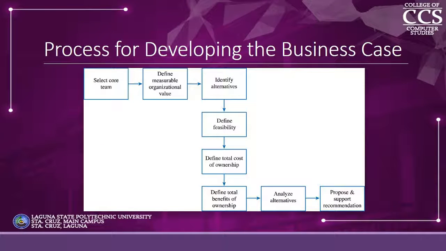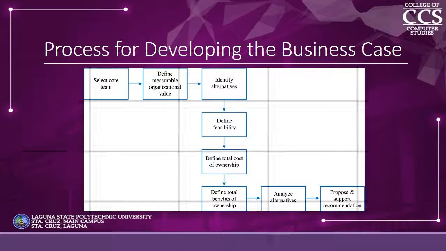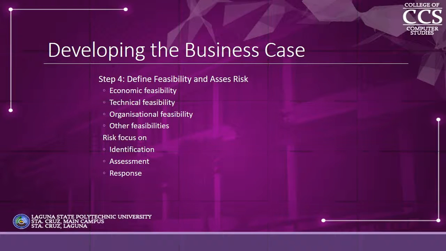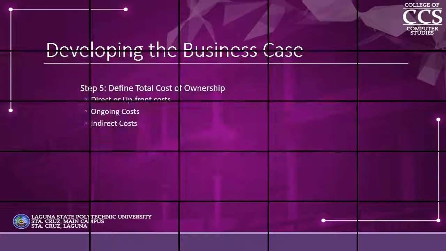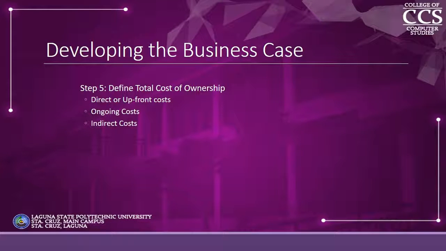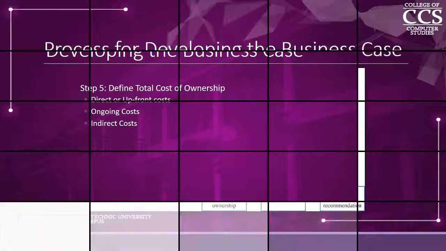Step 4. Define feasibility and assess risk. Must be economic feasibility, technical feasibility, organizational feasibility, and other feasibilities. Risk focused on identification, assessment, and response. Step 5. Define total cost of ownership: direct or upfront costs, outgoing costs, and indirect costs.